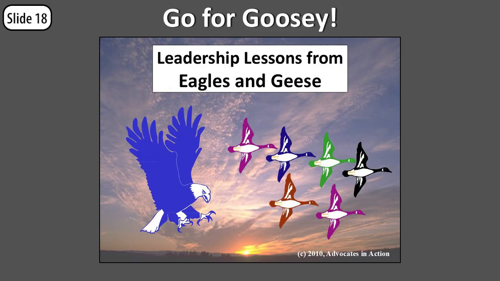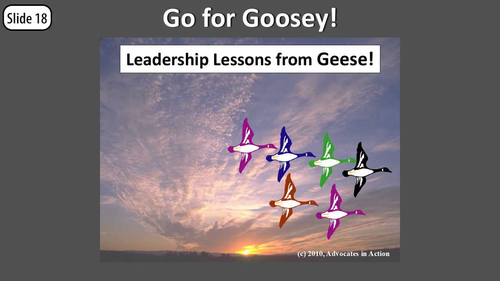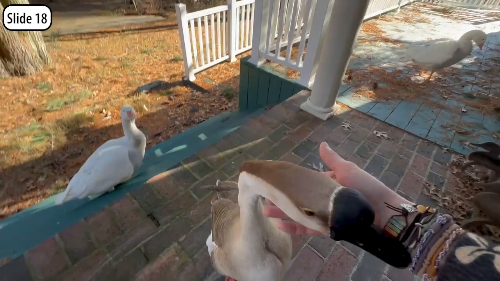Slide 18, Go for Goosey. The image on this slide is from the 2010 version of this same leadership presentation. It shows a cartoon goose flying next to a flock of 6 geese. The text on this slide says, Leadership Lessons from Eagles and Geese. When we've shared this presentation in the past, we included both eagles and geese to illustrate different teamwork lessons. We included eagles because people usually associate them with bravery, which is another important leadership quality. Over the years, though, we decided to skip the eagles and just go with geese. After all, eagles may be brave, but geese are too.